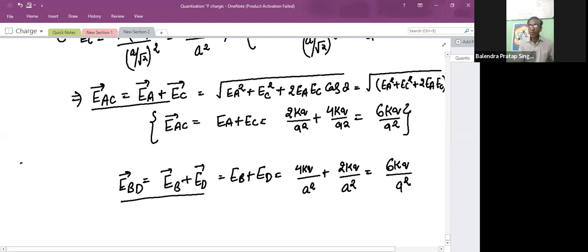This was our problem. We have a square, something like this structure we have in our problem. All the charges are at the corners of the square, and this is our center. So what we calculated up to now is the field due to these two charges.